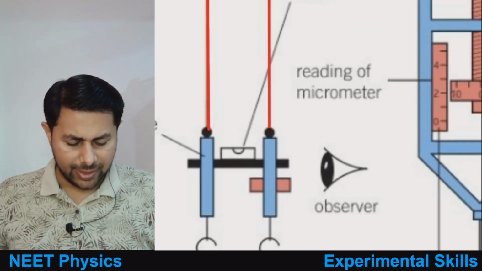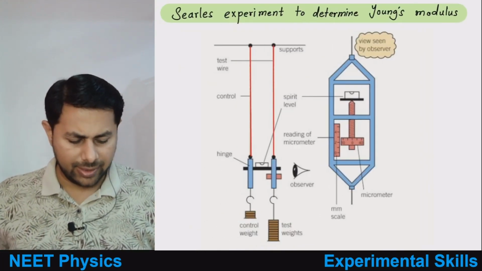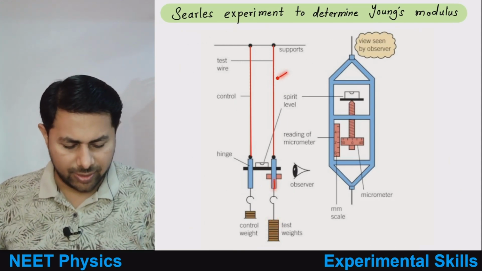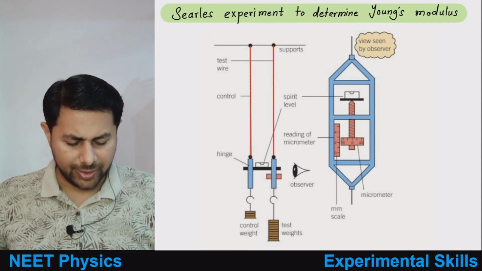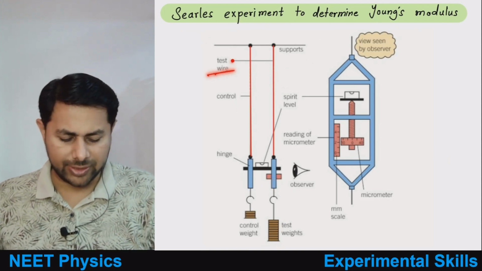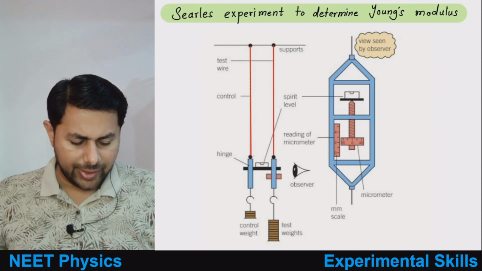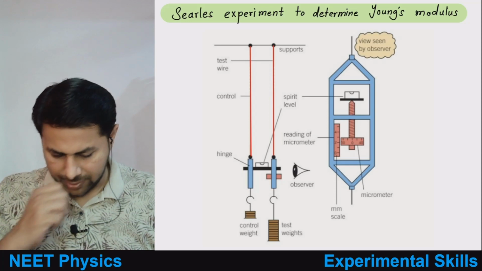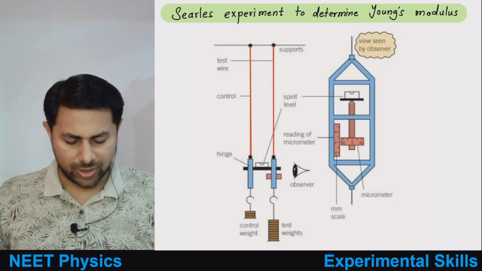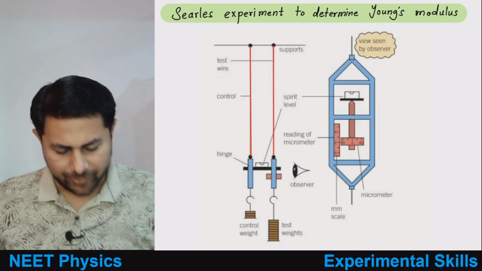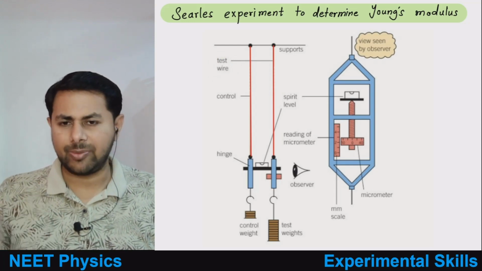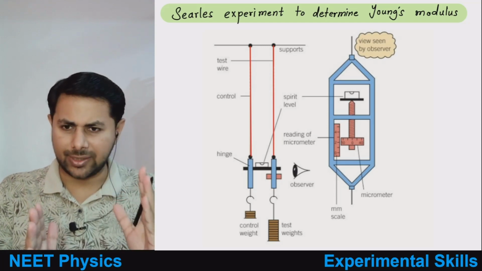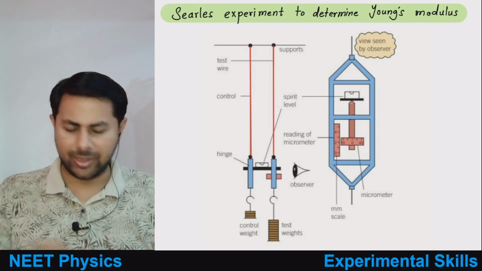And in that case the bubble will be at the middle. And then what you do is you just put weights in one of the wires. Let's say this is the experimental wire, and this is the test wire. One is the experimental or test wire, and the other one is the reference wire. So one is the reference wire and one is the wire under observation. That is the experimental wire.